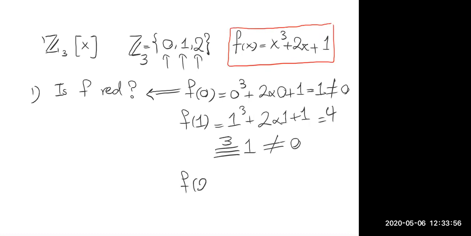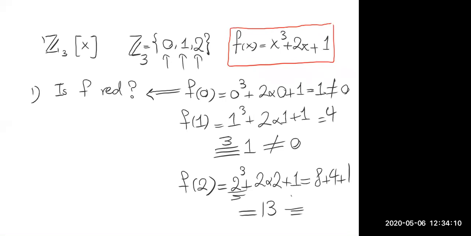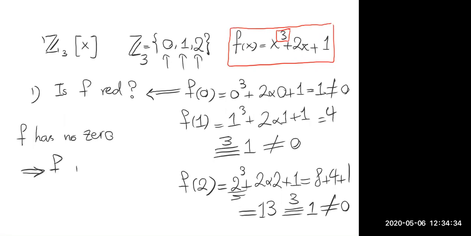What about 2? F of 2 is equal to 2 cubed plus 2 times 2 plus 1. This is 8 plus 4 plus 1. It's equal to 13. Mod 3, 13 is the same as 1. The remainder of division of 13 by 3 is 1. And 1 is not 0. So f has no 0. And the degree of f is 3. It shows f is irreducible.